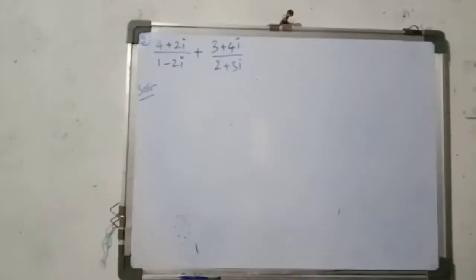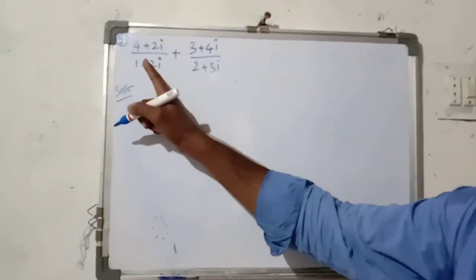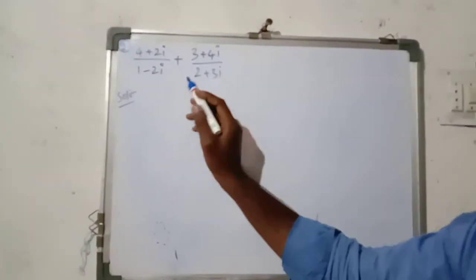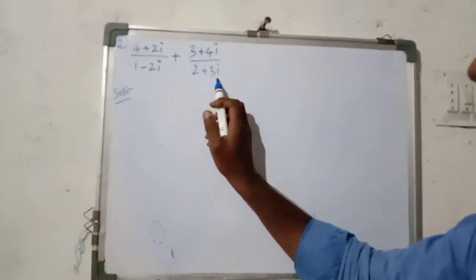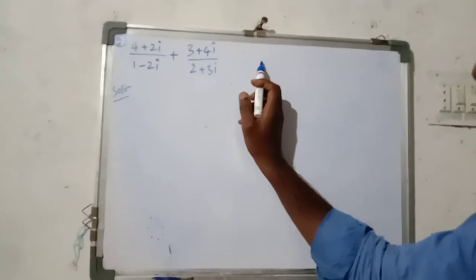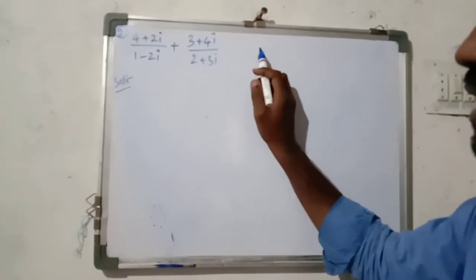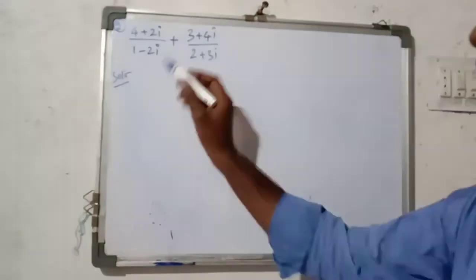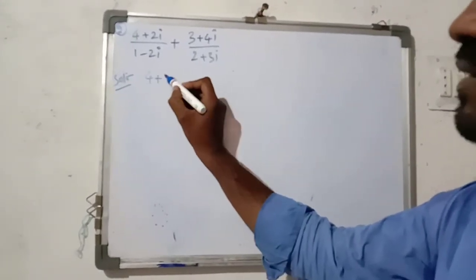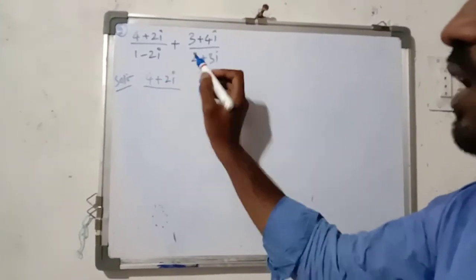So the second problem: express (4 plus 2i) by (1 minus 2i) plus (3 plus 4i) by (2 plus 3i) in the form of a plus ib. We have to convert this given complex number into the form of a plus ib, simple form. Okay. For this, we have to rationalize the denominator of these two complex numbers.